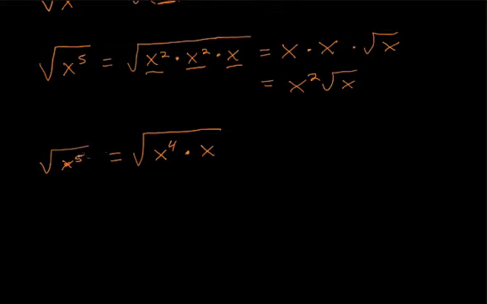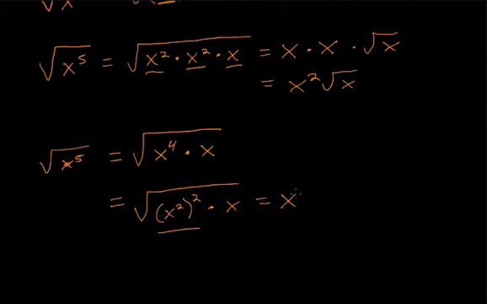The square root of x to the fifth power equals the square root of x to the fourth power times x. And we can just write x to the fourth power as a quantity squared. We know that that's just x squared squared. And so now we can take the square root of x squared squared, which is just x squared, and the square root of x is just the square root of x. And that's the basic idea of simplifying radical expressions with variables in them. So now let's move on to some examples.